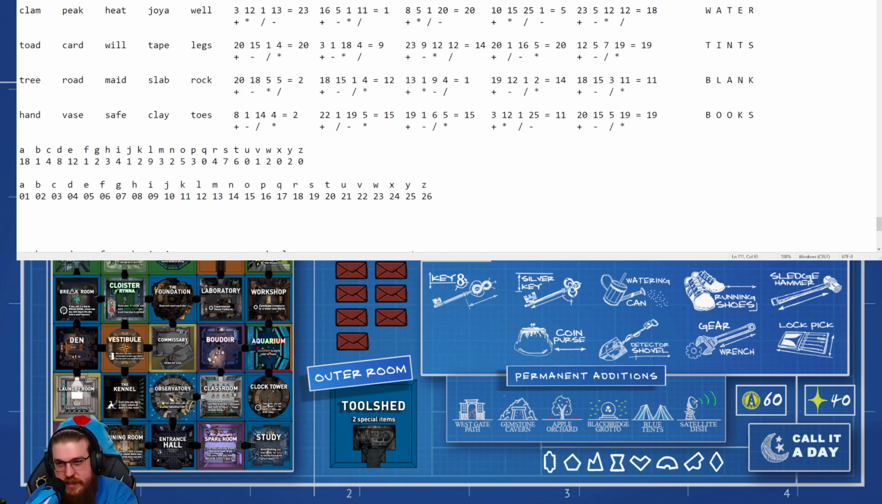Still water. Still water. Tints. Blank books. Blank. With the still. Still water. Still water. So I can't do anything today because I put the tool shed out there. We need the trading post.